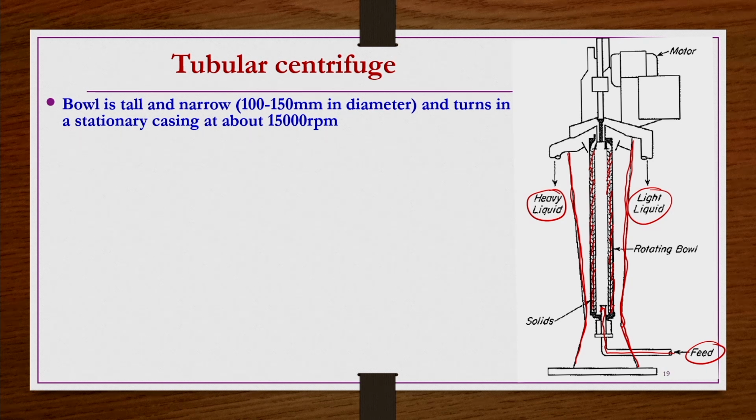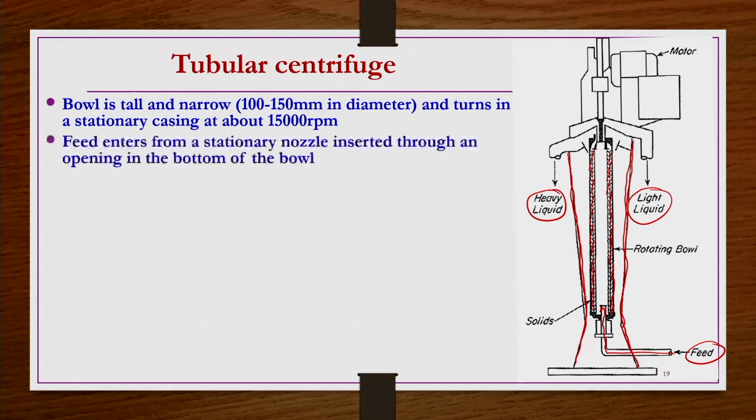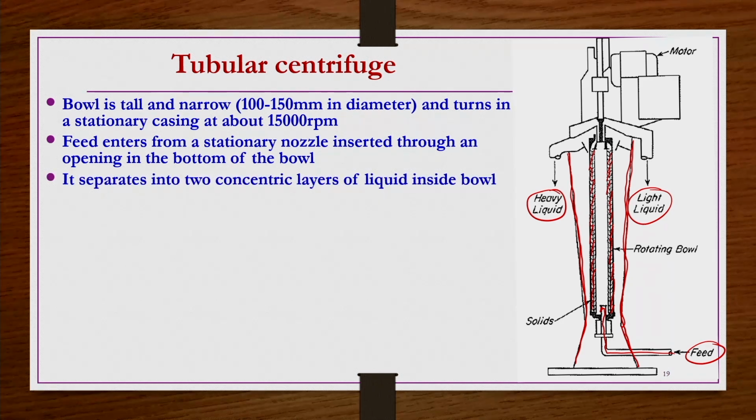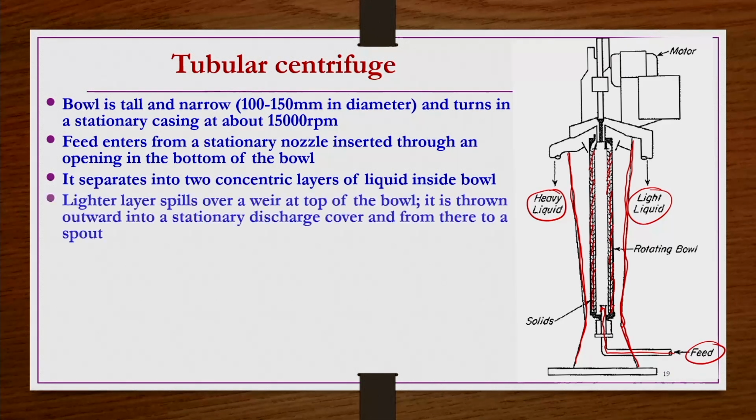So, here in the tubular centrifuge, the ball is tall and narrow, having a diameter in general of only 100 to 150 mm, and turns in a stationary casing at about 15,000 rpm. It rotates at very high speeds. Feed enters from a stationary nozzle inserted through an opening in the bottom of the ball. It separates into two concentric layers of liquid inside the ball.